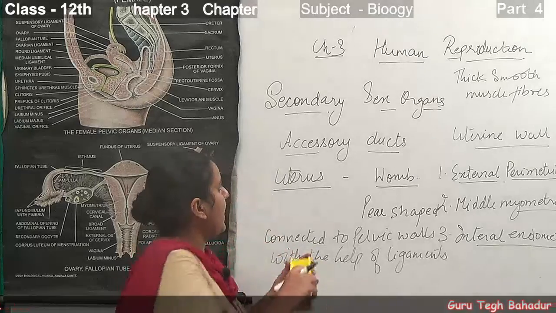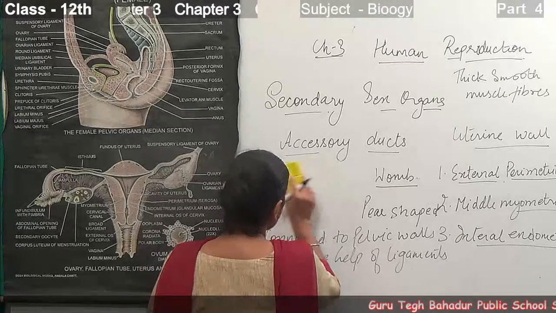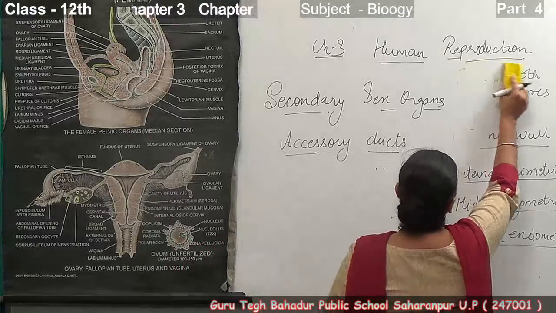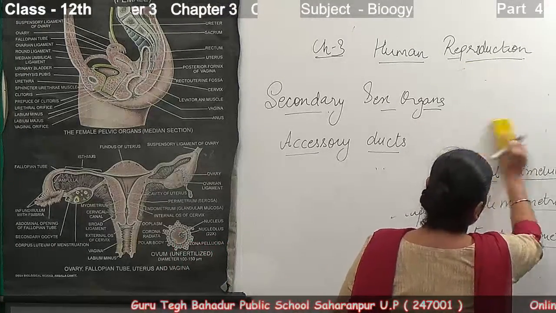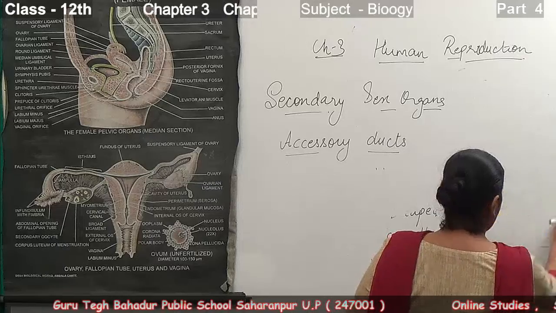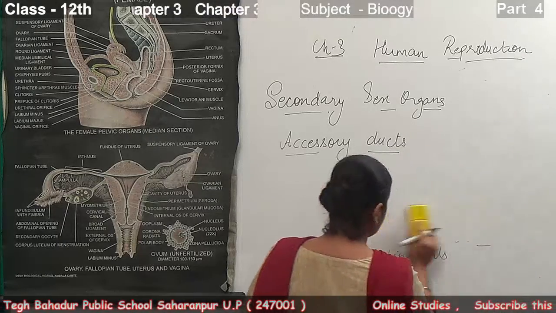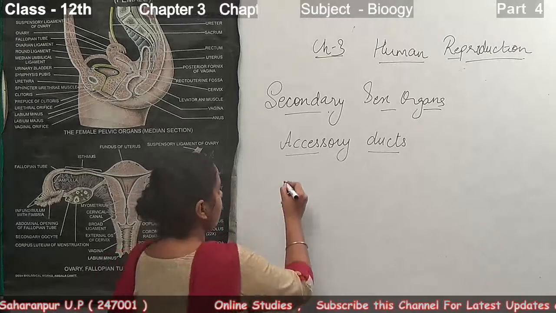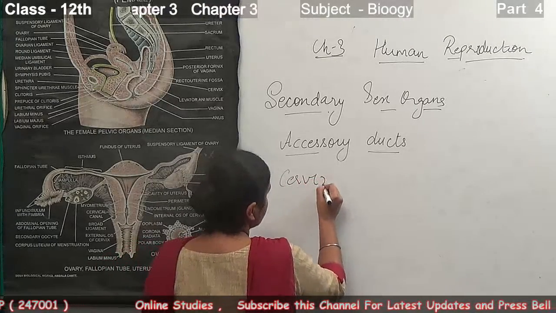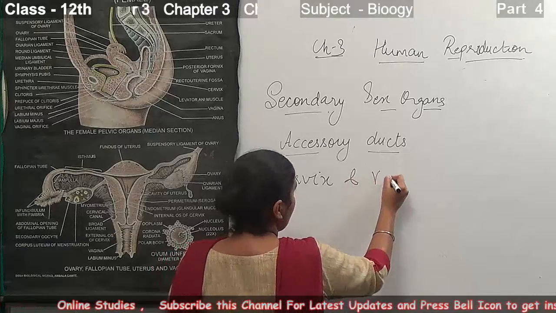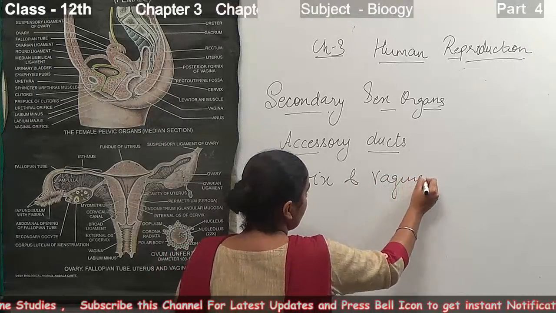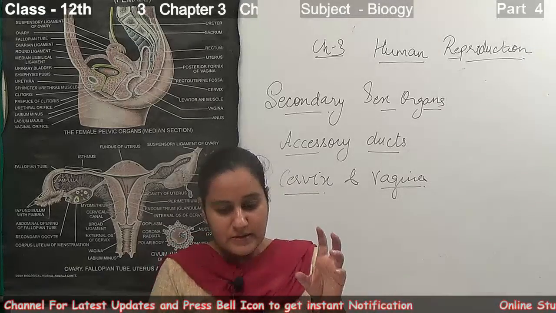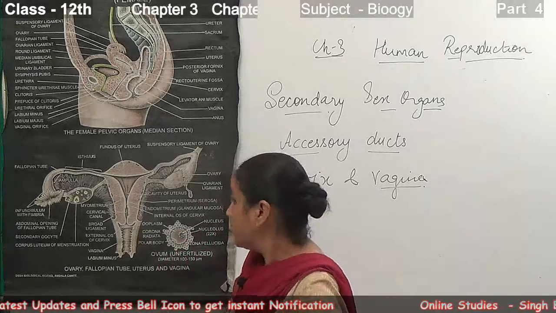Now the next part of the accessory duct is the cervix and the vagina. The cervix is the third and last part of the accessory duct, along with the vagina. Now the cervix connects the uterus to the vagina.